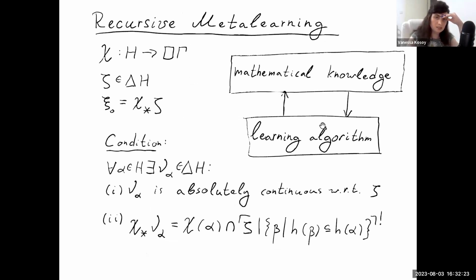The upshot of this is that we get a genuine closed loop where mathematical knowledge is used to improve the learning algorithm we use, and the learning algorithm is used to gain more mathematical knowledge, in an unlimited positive feedback loop, which is very similar to the kind of positive feedback loop that, for example, Yudkowsky talks about. But here it's in a much more concrete, rigorous framework. Yeah, and this is the end.